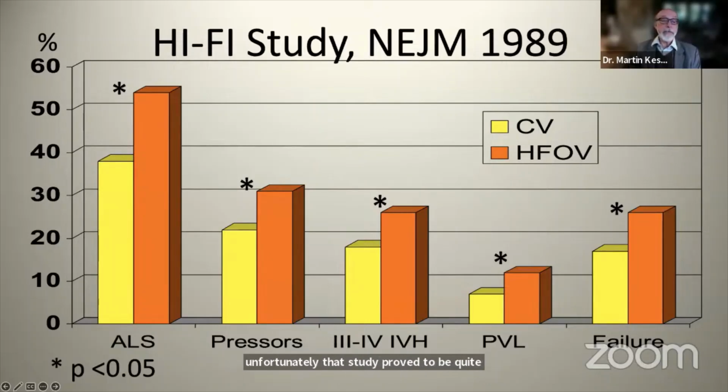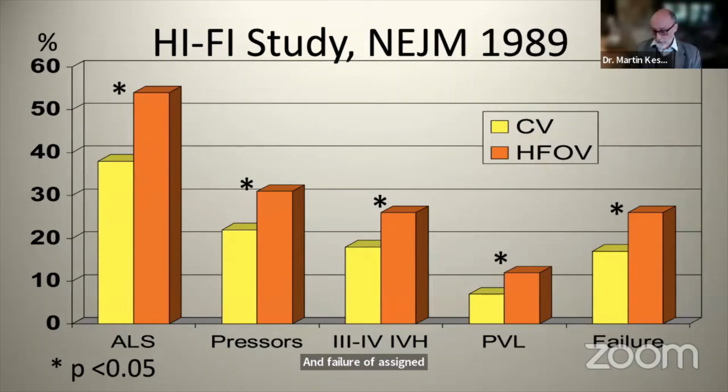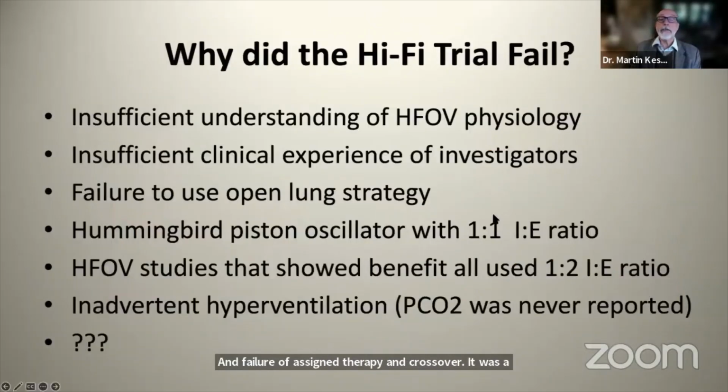As you can see, many of the outcomes were quite poor, with actually increased air leak, increased need for pressors, increased intracranial hemorrhage, periventricular leukomalacia, and failure of assigned therapy and crossover. It was a very disappointing study. There was a lot of speculation what went wrong. Big part of the problem was that we did not really fully understand how to use high-frequency ventilation. There were many investigators that actually didn't have any experience with this device.